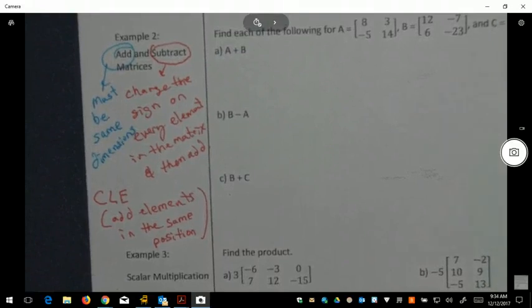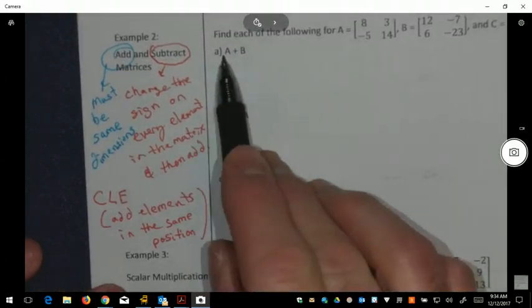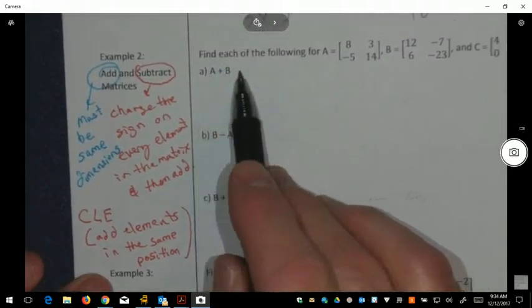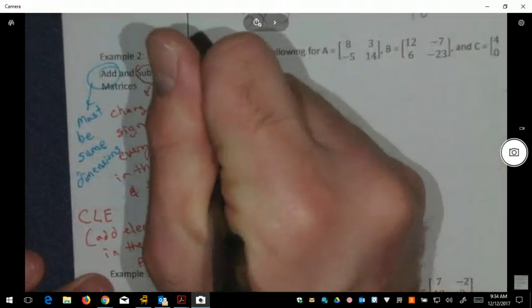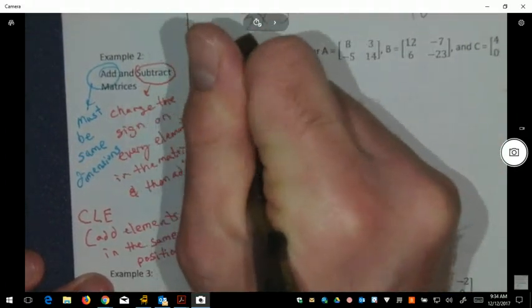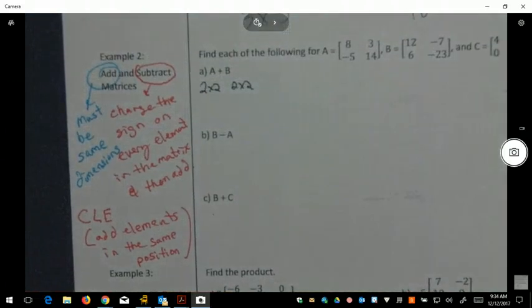So let's take a look at this letter A, which we're supposed to add matrix A and matrix B if possible. Matrix A is a 2 by 2. Matrix B is also a 2 by 2. Will we be able to add them?